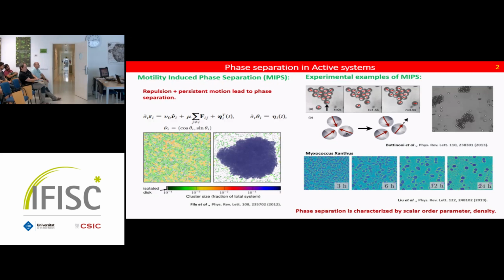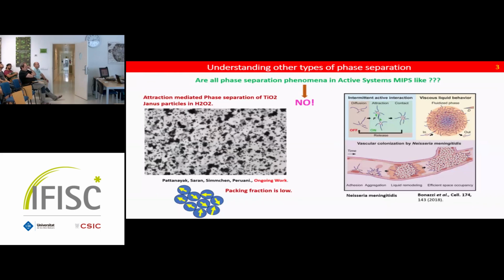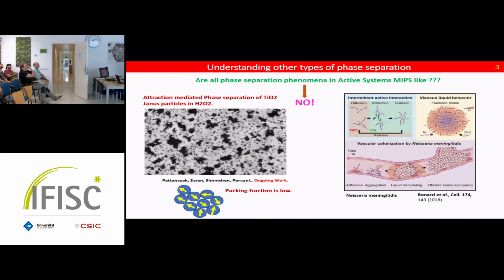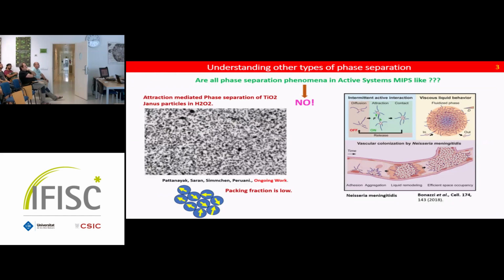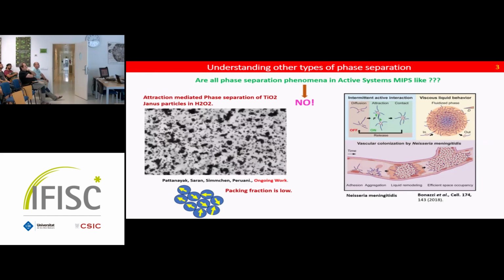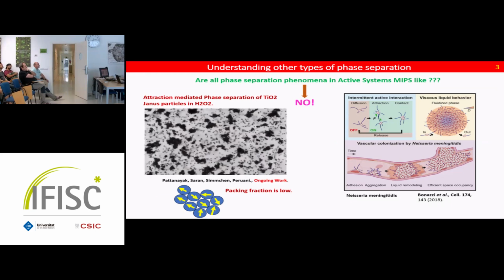So far, the systems I have talked about are scalar active matter. One can characterize the phase separation phenomena for these systems by defining a scalar order parameter. Now, what are the other kinds of active matter systems other than scalar active matter? Also, a question came to our mind: are all the phase separations in active matter MIPS-like, or does there exist a different kind of phase separation for active particle systems?